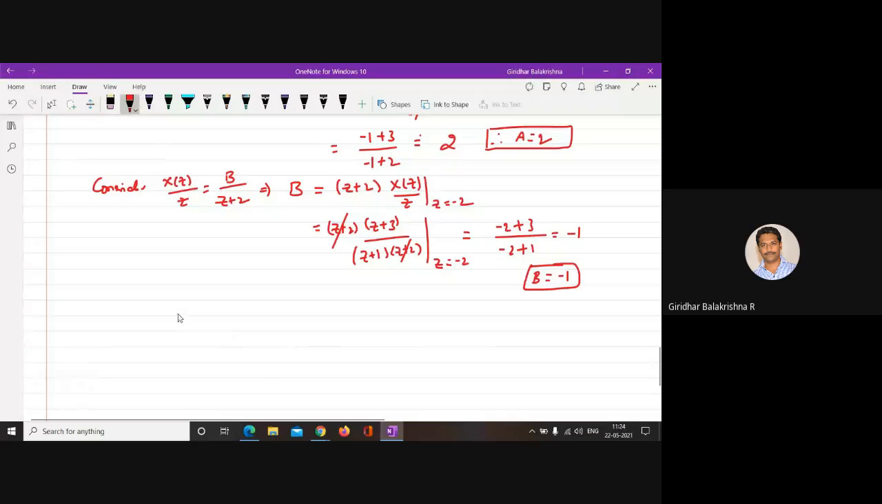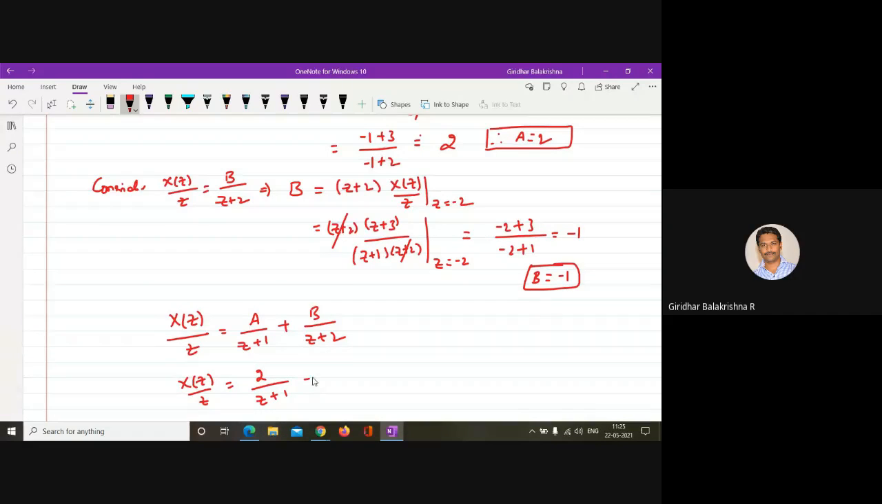Now tell me, x of z by z equal to, we got a by z plus 1 plus b by z plus 2. Now substitute the values of a and b. X of z by z equal to, what is the value of a? 2 by z plus 1. What is the value of b? Minus 1. So minus 1 by z plus 2.